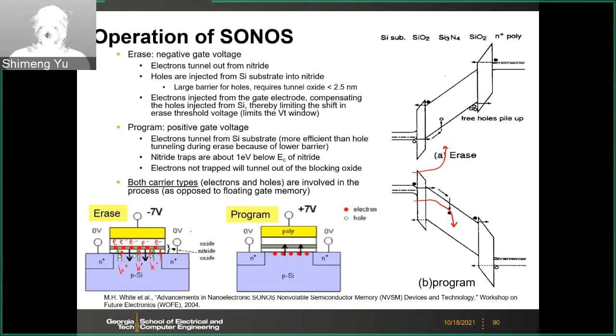So previously in the floating gate, only electrons go out in the erase. But in the SONOS structure, the holes may also go in. Therefore, the holes can recombine with the electrons. But for the programming, it still mostly relies on the electrons injected into the charge trapping layer.